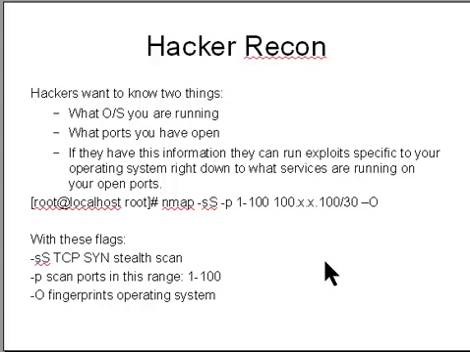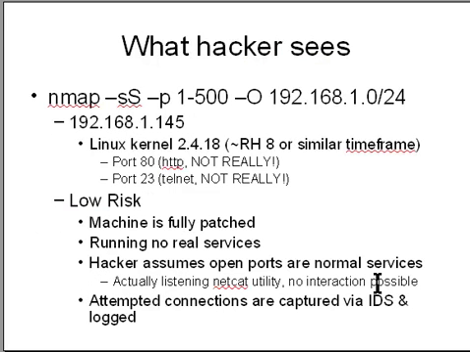But they may run something like this: Nmap dash small s capital S, which is a TCP stealth scan, over ports 1 to 100 for this range of IPs. And this dash capital O means that they want to fingerprint the operating system. That is, they want to find out what operating system is running on these systems.